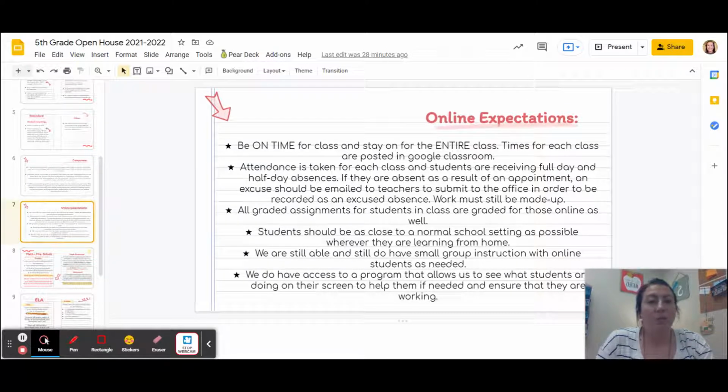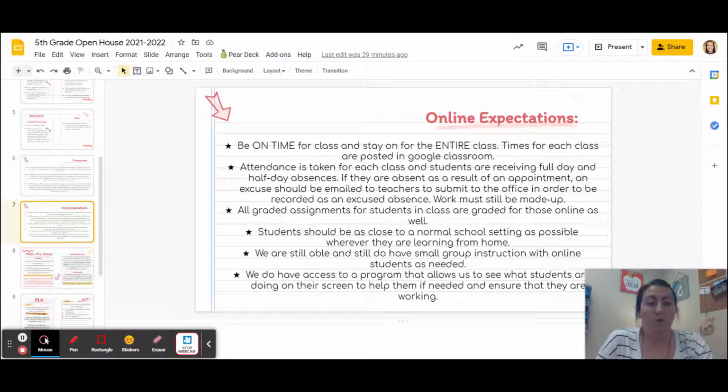If a student were to be online virtually, we do have a list of expectations, which are posted in the fifth grade classroom. They need to be on time. Attendance is taken every day. All graded assignments that students are doing in class, they are also responsible for, even if they're online. They should be as close to a normal school setting as they can get, meaning not laying in the bed, not laying on the couch, not watching TV. If they can be isolated, that would be the best so they could focus. But we understand that cannot always happen.